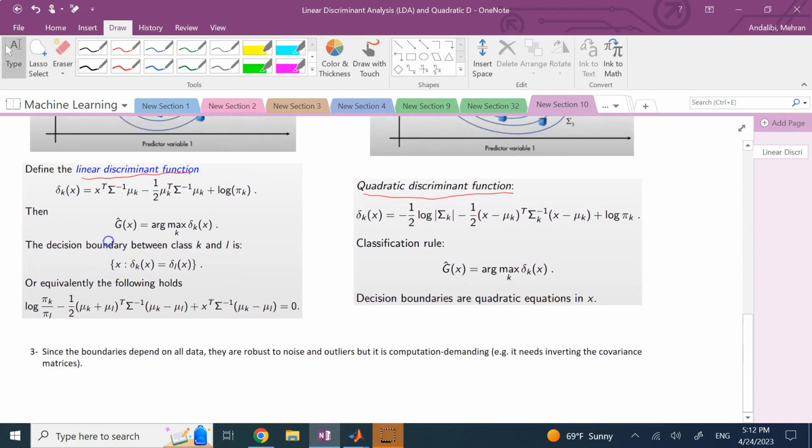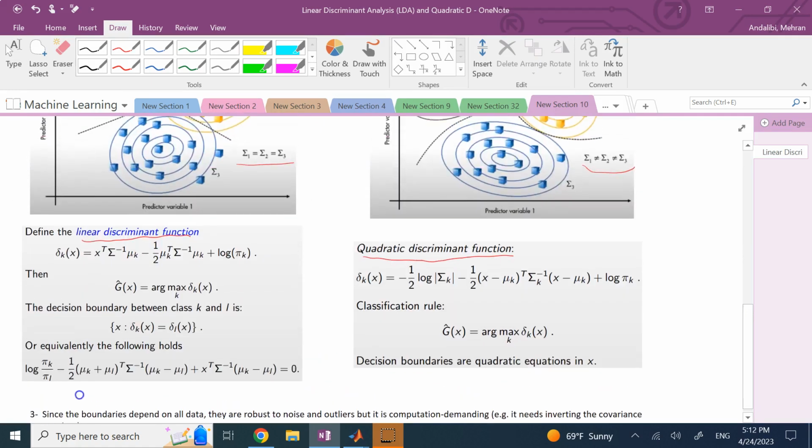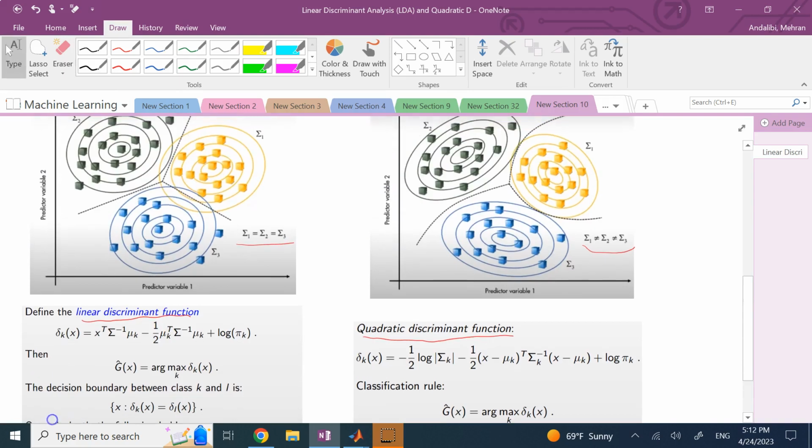Now, what are the forms of the boundaries? So for this one on the left, if I say that the linear discriminant function for one of the clusters at any arbitrary point x, where x is a 2D vector, is x transpose sigma inverse mu k, minus 1/2 mu k transpose sigma inverse mu k plus log of pi k. And this sigma, by the way, is sigma of k, okay? That's the cluster k. So this is the linear discriminant function for one cluster.